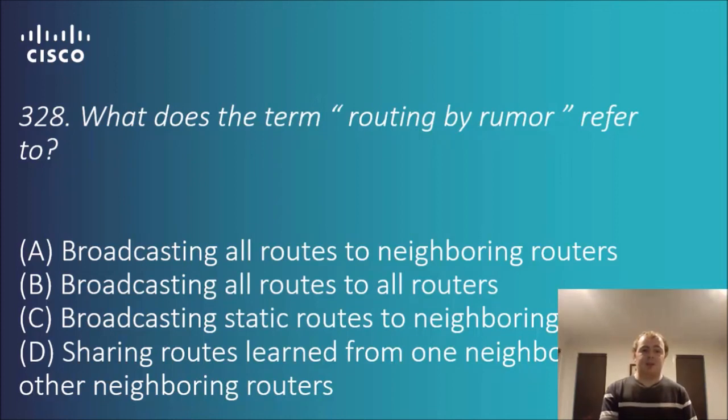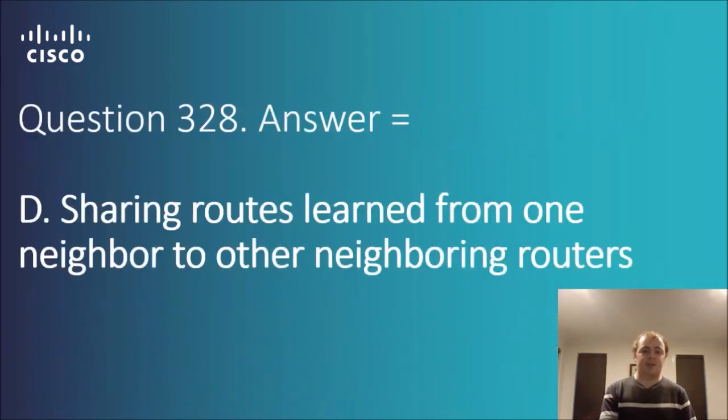328, what does the term routing by rumor refer to? Broadcasting all routes to neighboring routers, broadcasting all routes to all routers, broadcasting status routes to neighboring routers, sharing routes learned from one neighbor to other neighboring routers. This is a memory one for you guys. The answer is D. Sharing routes learned from one neighbor to other neighboring routers.